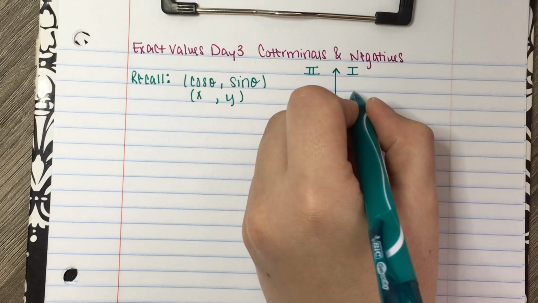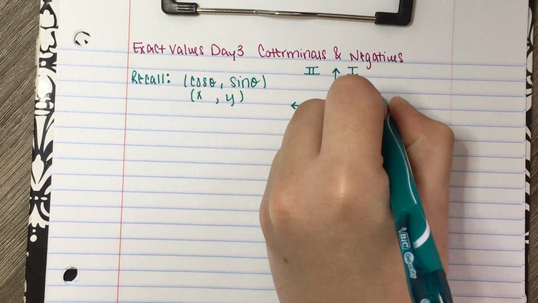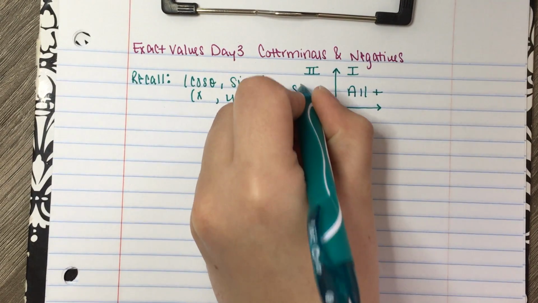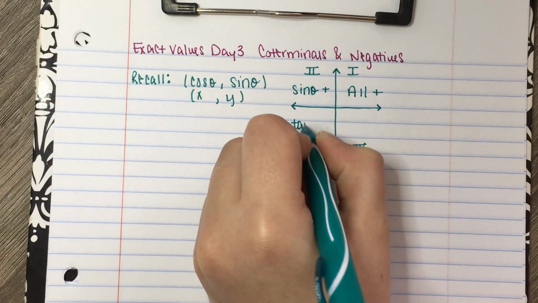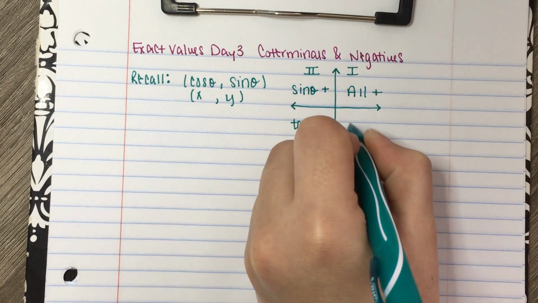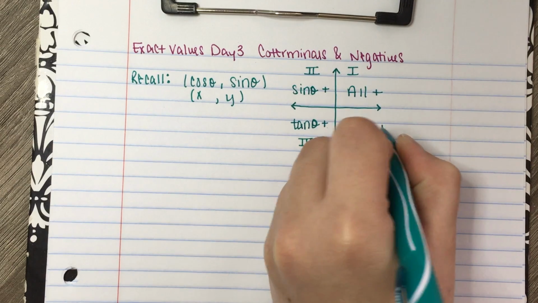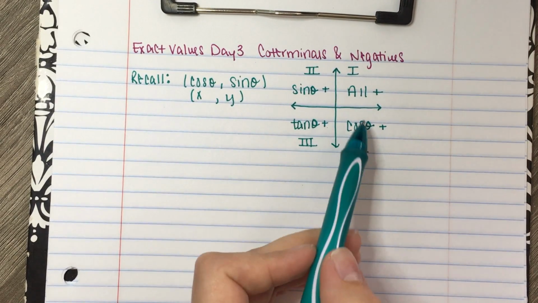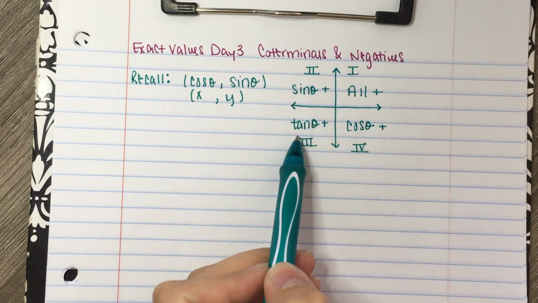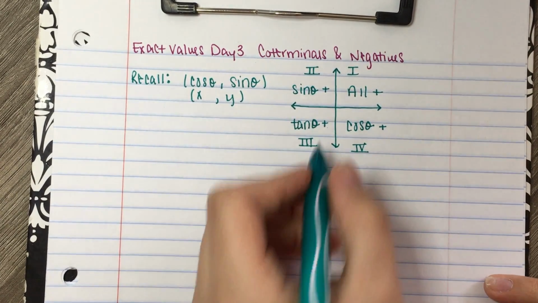And then we saw in quadrant 1, all trig functions were positive. In quadrant 2, just sine of an angle was positive. In quadrant 3, just tangent of an angle was positive. And in quadrant 4, just cosine of an angle was positive. Everything else was negative in that quadrant. We use the acronym All Students Take Calculus to help us remember.